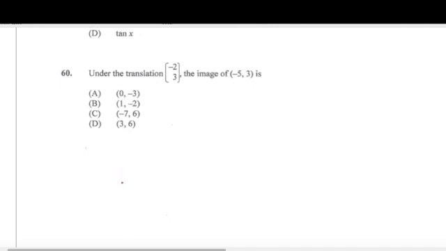And last one, number 60. Under the translation (-2, 3), what is the image of (-5, 3)? This is the object. So that means we're taking the -5 and the 3, and we add in the -2 and the 3. So -5 plus -2 is -7. 3 and 3 is 6. So we will actually reach here, (-7, 6). The answer is C.